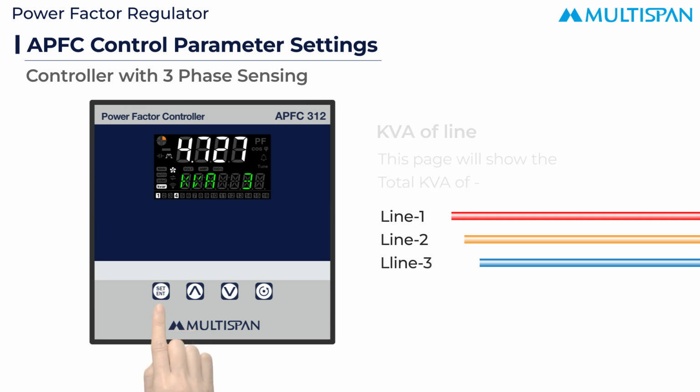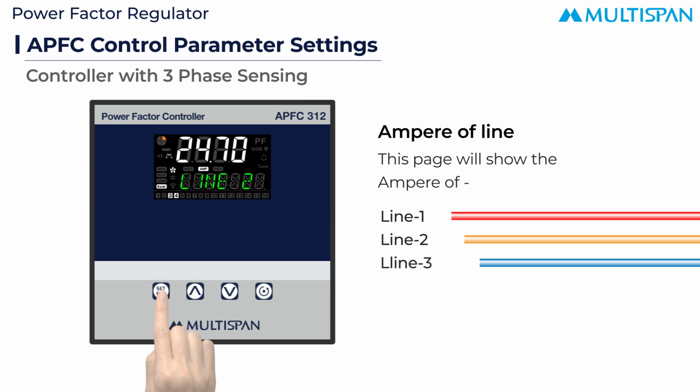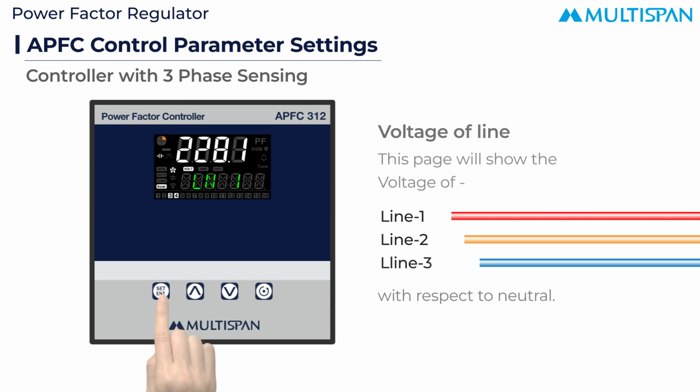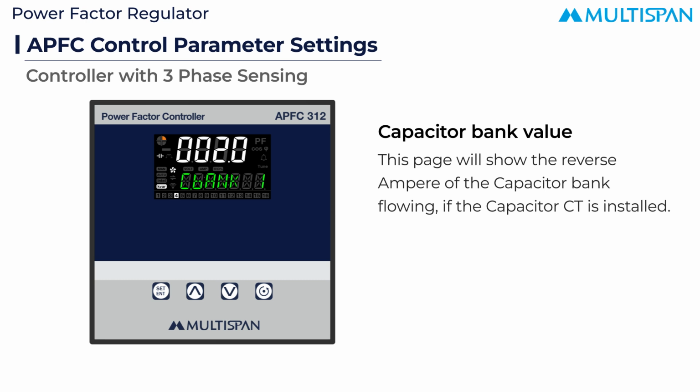Next, it will display the amperes for line 1, line 2 and line 3. Lastly, it will show the voltages for all 3 lines. The subsequent display will show the values of the capacitor banks.